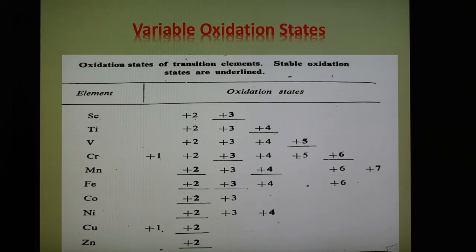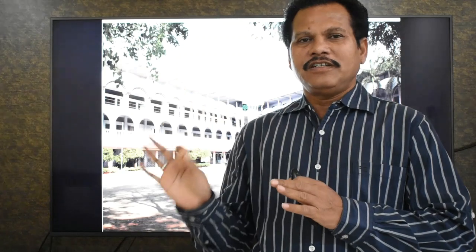So first transition series elements show variable oxidation states. Today we stop here, and in the first transition series elements we have discussed four important properties. First of all we saw the characteristics of the first transition series elements, and after that four important properties. Number one is the electronic configuration of the element. Second is atomic and ionic radii. Third is ionization potential, and fourth is the variable oxidation state of the 3d series or first transition series elements.